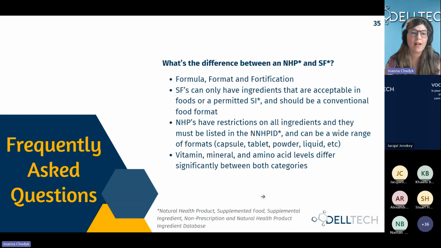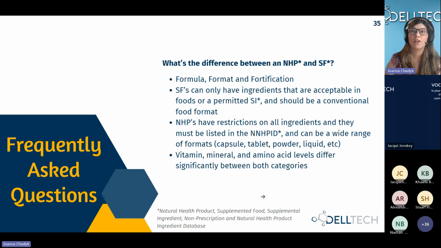What's the difference between a natural health product and a supplemented food? So, as I mentioned, we look at the formula, the format, and in this case, we're also looking at the fortification. Supplemented foods can only include ingredients that are acceptable in general food products and are on the list of permitted supplemental ingredients. It's also important that the food product itself is a conventional food format. So you would never see a food product in a capsule or a tablet form. That's more drug-like. So you're seeing more of the traditional conventional food formats, which are bars, shakes, those types of formats.